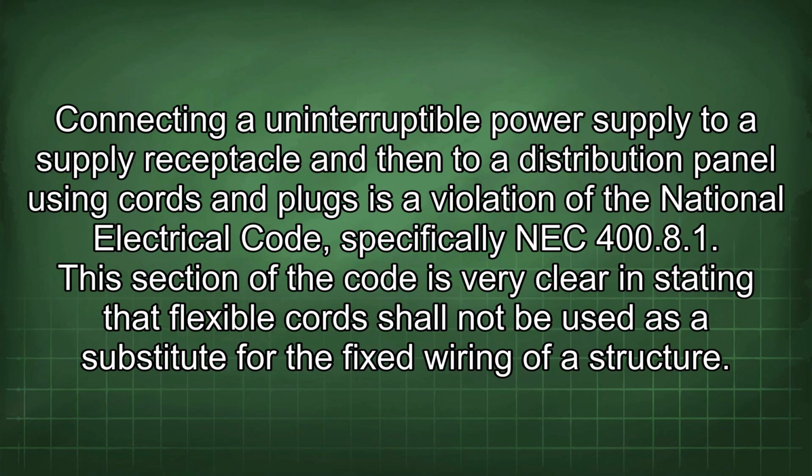Connecting an uninterruptible power supply to a supply receptacle and then to a distribution panel using cords and plugs is a violation of the National Electrical Code, specifically NEC 400.8.1. This section of the code is very clear in stating that flexible cords shall not be used as a substitute for the fixed wiring of a structure.